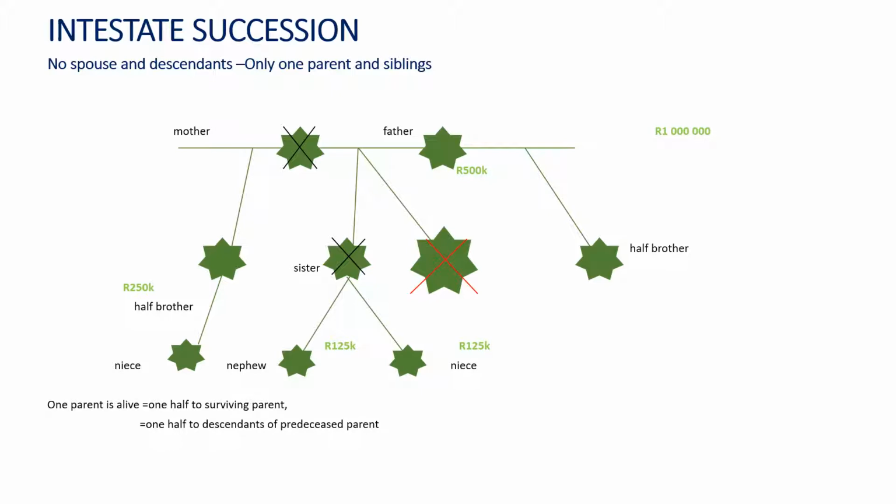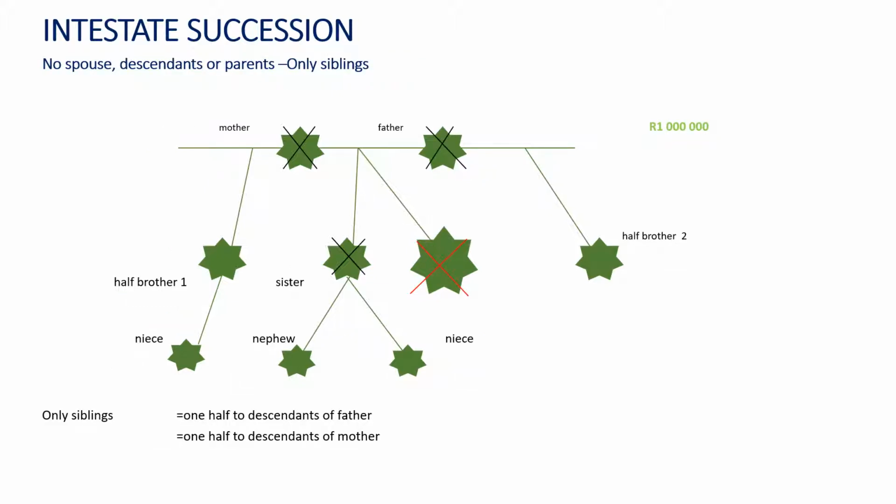If we look at an example of no spouse, no descendants, only one parent alive and siblings, if the estate is worth 1 million rand, 50% will go to the surviving father, 500,000 rand, and the remaining 500,000 will be distributed among the descendants of the predeceased mother. So the half brother gets 250,000, and the predeceased sister's share would have been 250,000, but this will be divided equally among her descendants, her nephew and her niece.